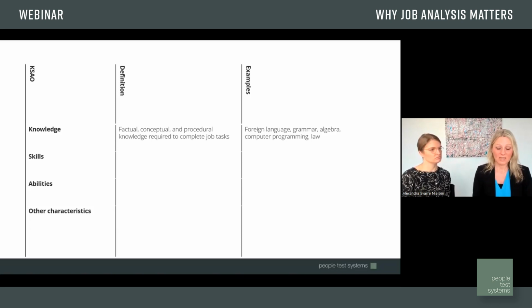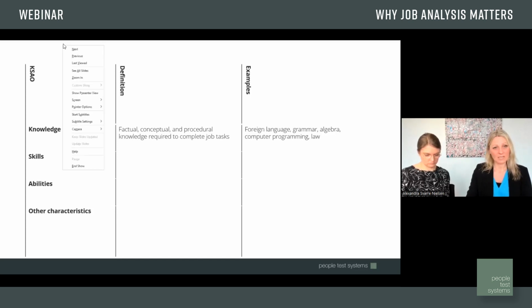So knowledge is, as it says here, factual, conceptual knowledge that the candidate needs to have. That could also be experience in certain procedures. That could be a foreign language. It could be knowledge of lean procedures, for example, or knowing some particular psychology knowledge or something like that. So that would be the definite knowledge that this candidate brings into the job.